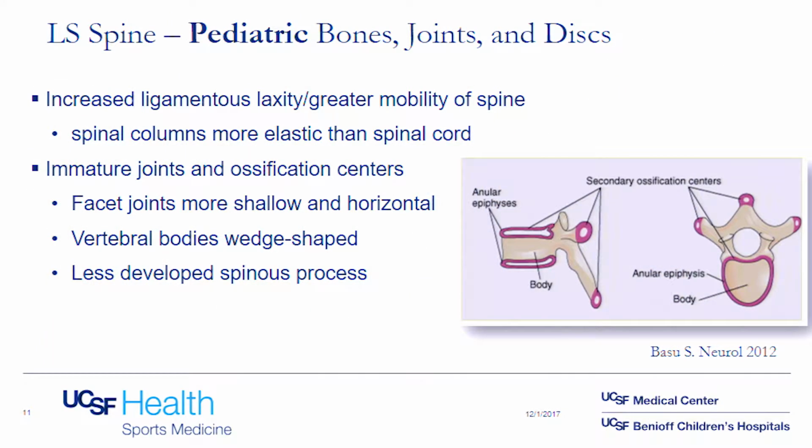Then at the level of the pediatric patient, one of the things to remember when we're dealing with kids and adolescents is that they have more ligamentous laxity and greater mobility of their spine. Their spinal columns are actually more elastic than the spinal cord. They have immature joints and ossification centers. So we've got to keep that in mind when we're talking about kids with low back pain, in terms of structurally what could be going on with them.